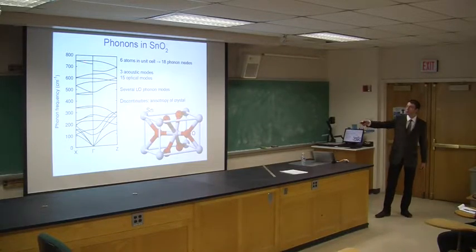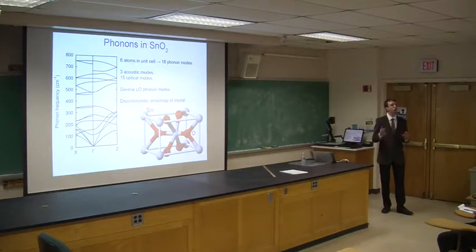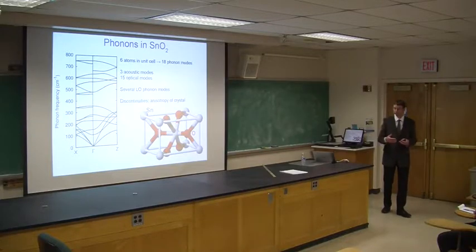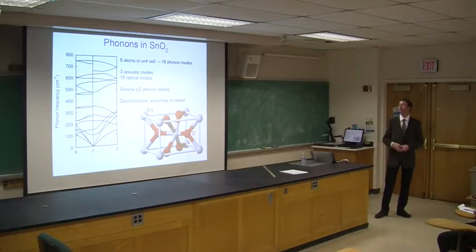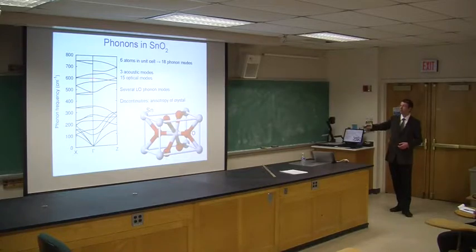You might also wonder why you have those discontinuities at the zone center. This is due to the anisotropy of your system. Different phonons have different energies in different directions, and that's just indicated by those discontinuities.